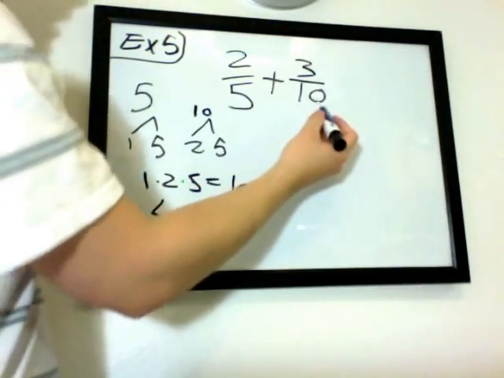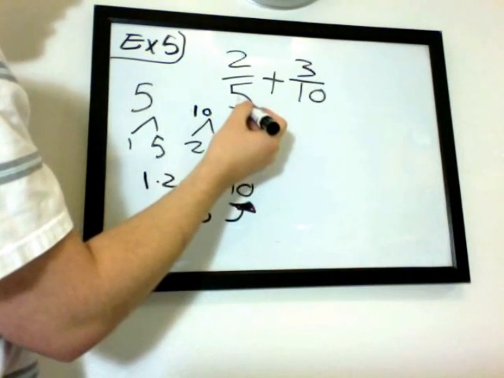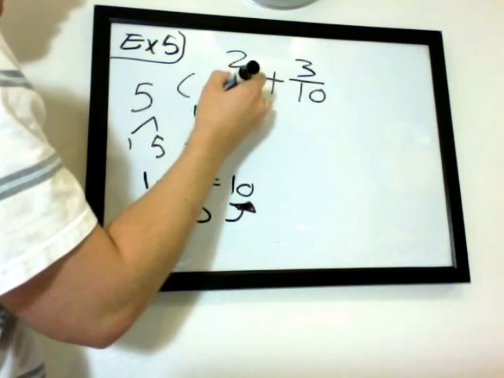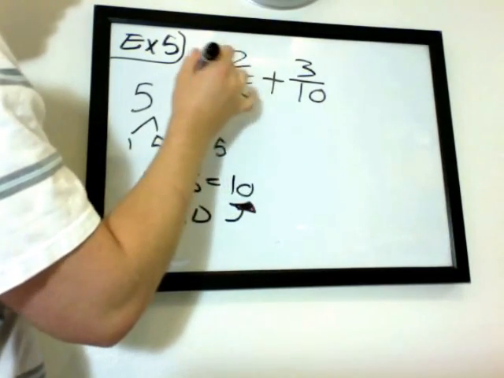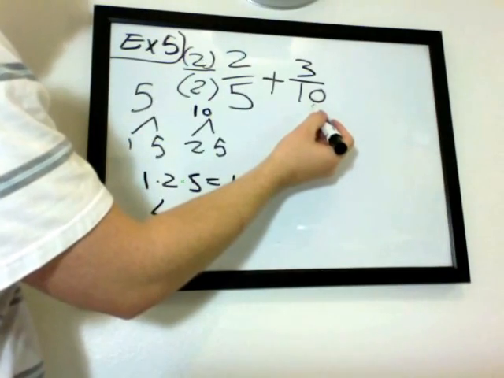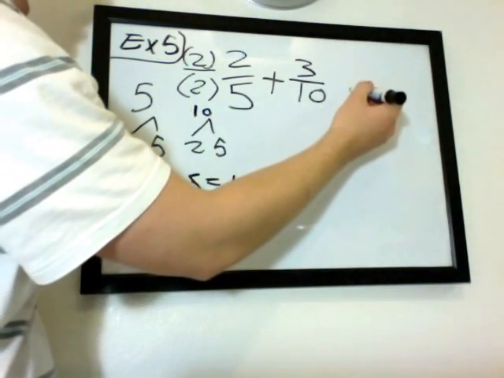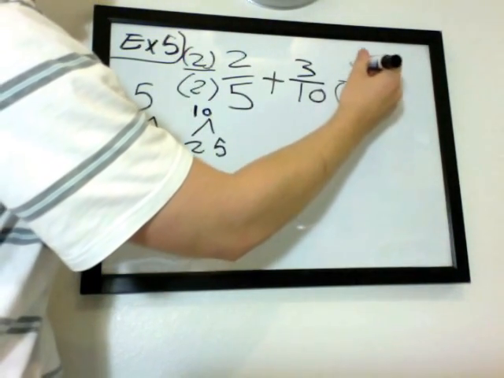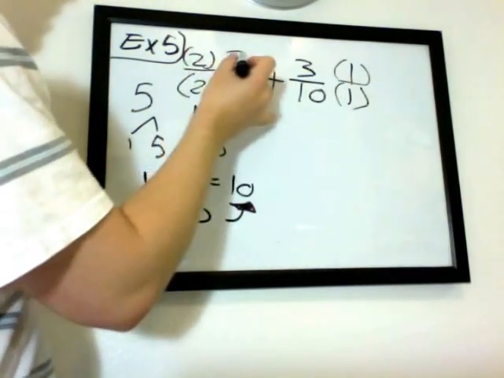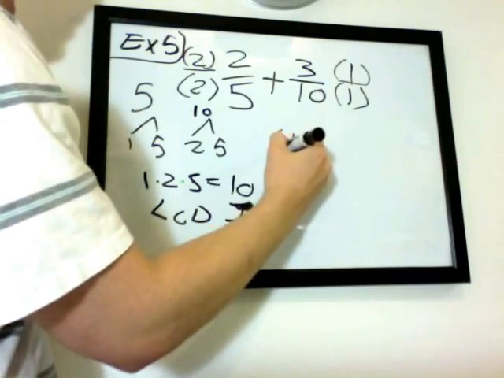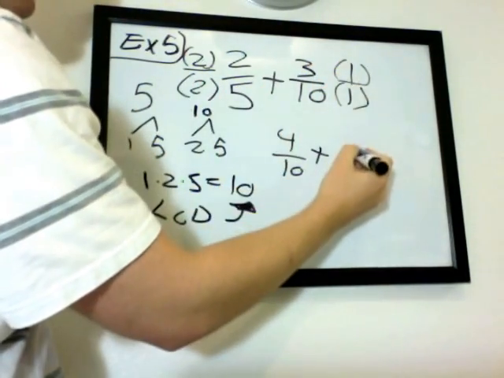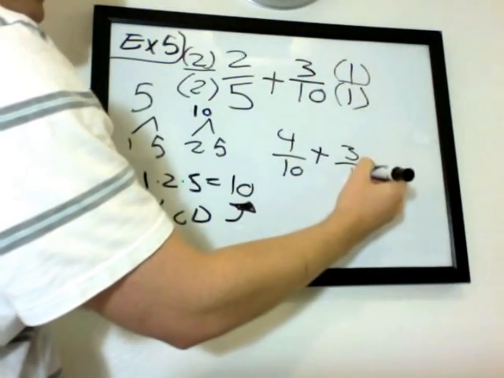Okay, so now we know that it's 10. What can we multiply this 5, this denominator, by to make 10? Well, we know 2, so if we do the 2 on the bottom, we have to do 2 on the top. To make this 10, you don't really need to change anything, we can just multiply it by 1. That one will make you happy. So to do this, 2 times 2 is 4, 2 times 5 is 10, plus 3 times 1 is 3, 10 times 1 is 10.